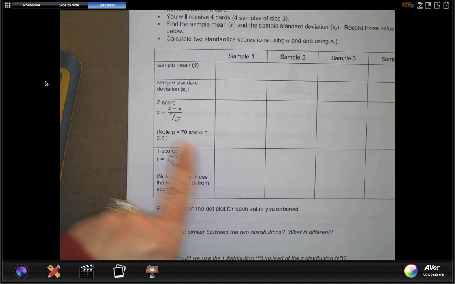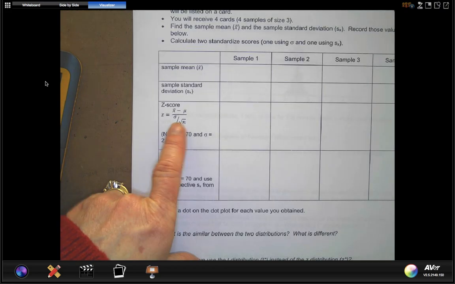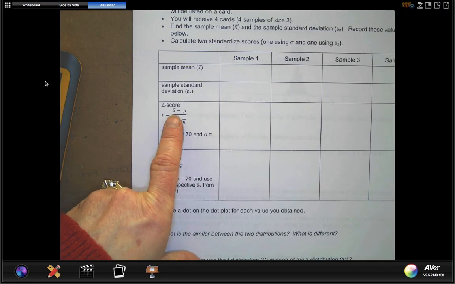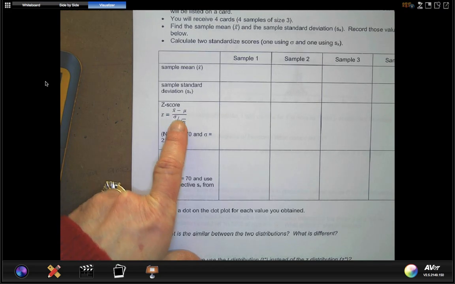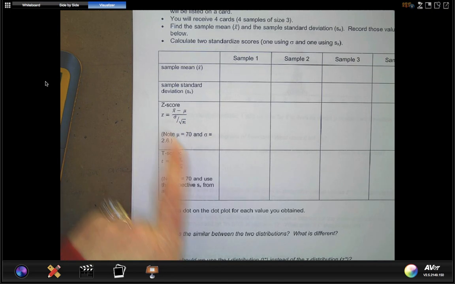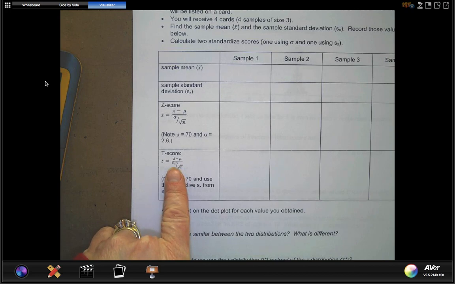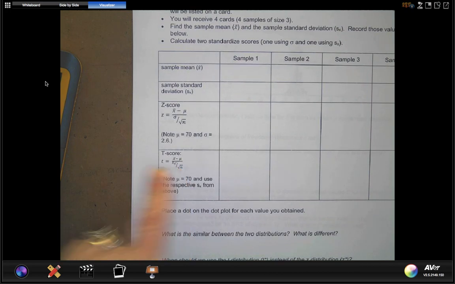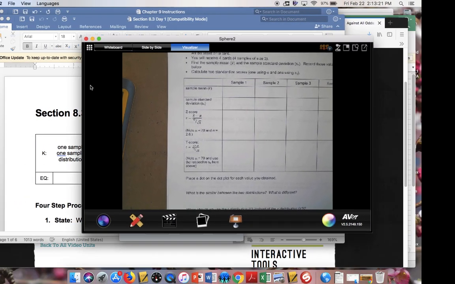So if I standardize the sample mean from the sampling distribution using sigma, that follows our familiar z-curve. If I standardize the value, though, using the sample standard deviation, that follows a t-curve, actually. So they're slightly different here, okay? I'm going to show you a little bit of a video here.